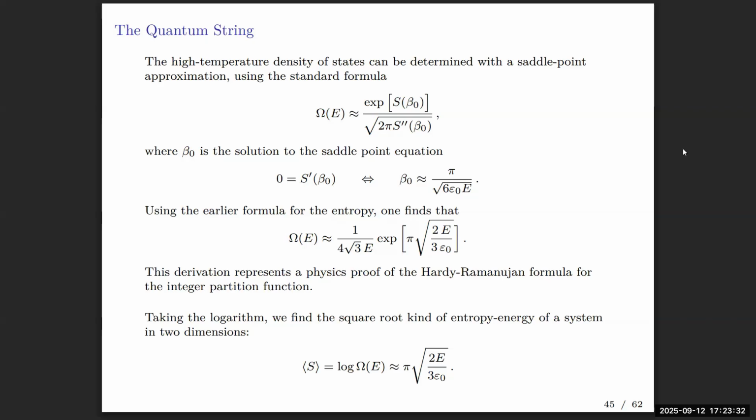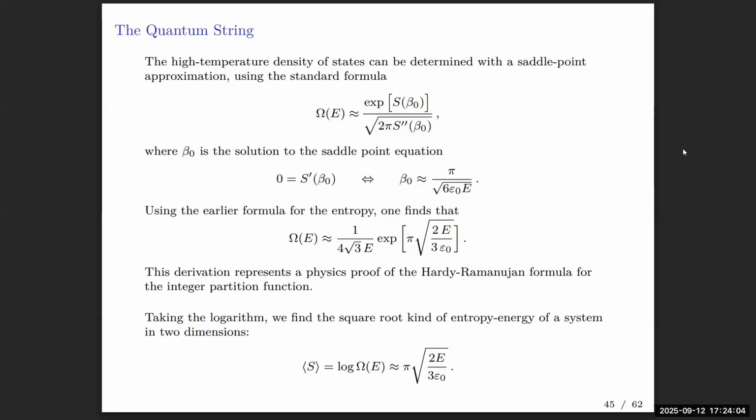So at large energies, this is the approximation. You just plug this into this formula, and this is the formula you find for the density of states. And for those who are into number theory, they might recognize that what you get here is the physics derivation of the Hardy-Ramanujan formula. I'll talk a bit more about that on the next slide. But before I go to the next slide, let me say that we take the logarithm of the density of states, of the number of microstates. That gives us the entropy, as we know from Boltzmann's tombstone.